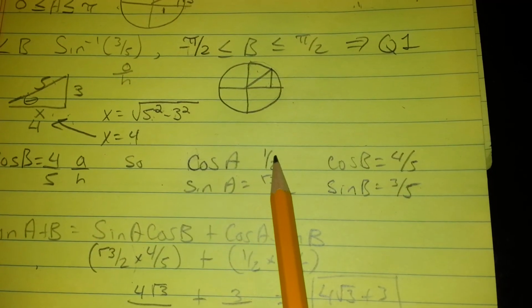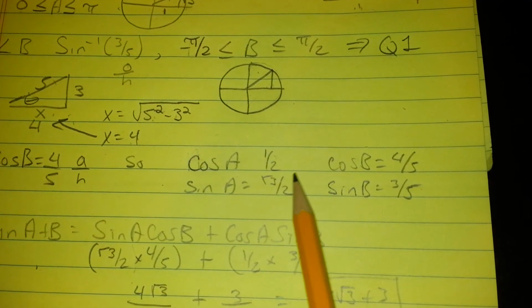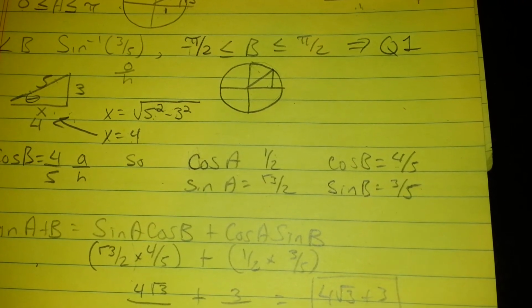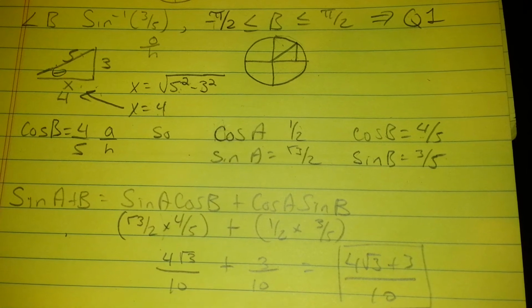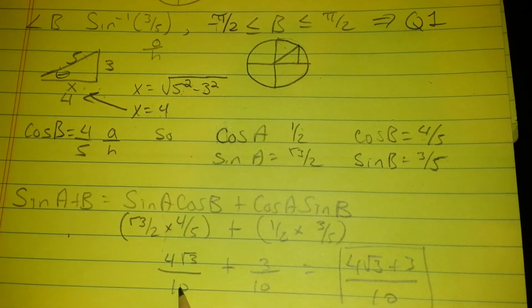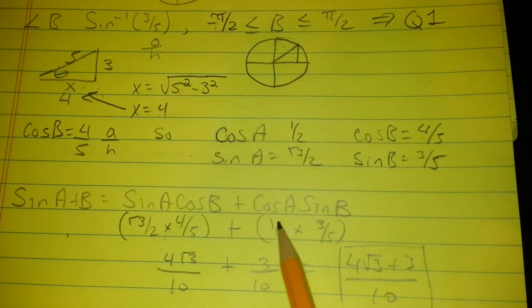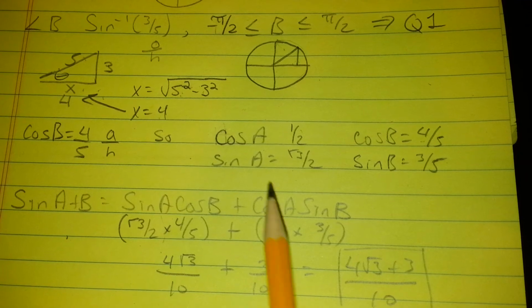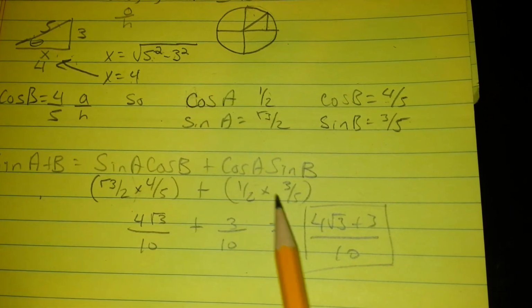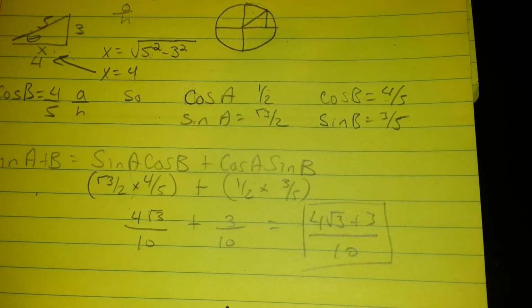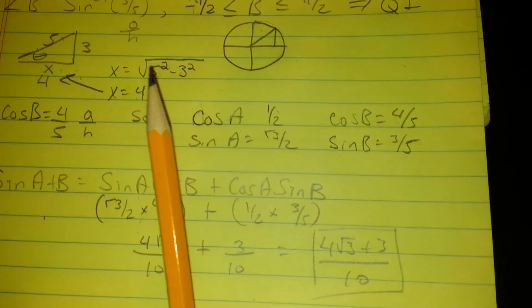So here's cosine A is 1/2, sine A is root 3 over 2, cosine B is 4 over 5, which we just figured out, and sine of B is 3 over 5. So now I can plug in: root 3 over 2 times 4 over 5 is 4 root 3 over 10. Cosine A, 1/2, times sine of B, 3/5, is 3 over 10. So I've got 4 root 3 plus 3 over 10. That's how we solve this problem.